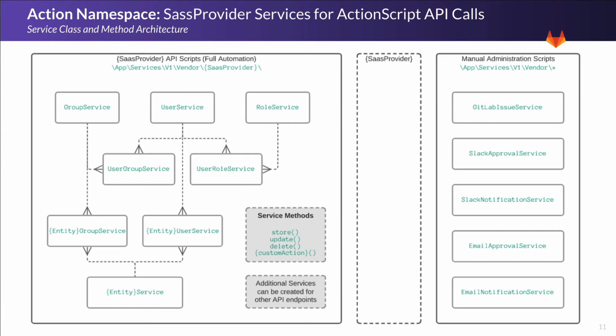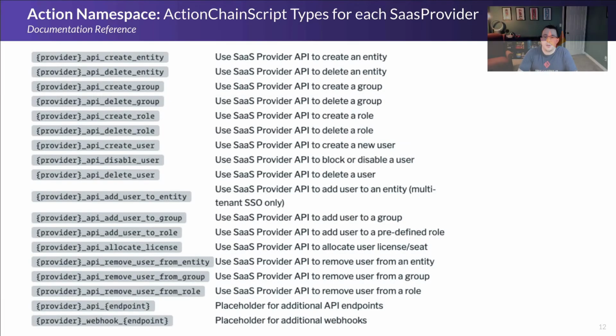Now, for a simpler view of this, we can also look at this. And it basically says, whenever we're doing our intake process where we want to add a new SaaS provider to GLAM, what we simply say is, these are the things that we normally do. We need to be able to manipulate entities, create them, delete them. We need to manipulate groups, roles, users, add users to those entities, add users to those groups.